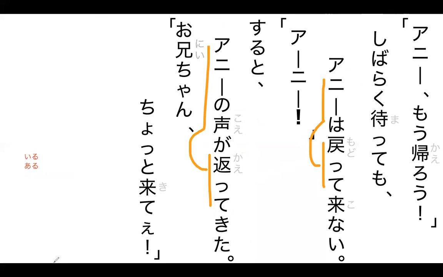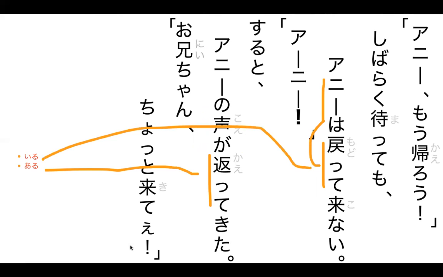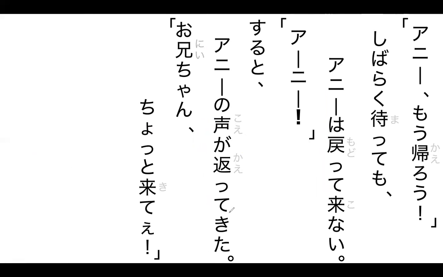You remember those guys? So iru is to be alive and aru is something that's just there, kind of. So aru is like kaette with that specific kanji, and iru is modotte. So that's all what's going on there. The kita part though, you said this earlier, but I'm not sure if you fully got that: it's going toward the speaker or the narrator. So Annie's voice returns to Jack or goes toward Jack.